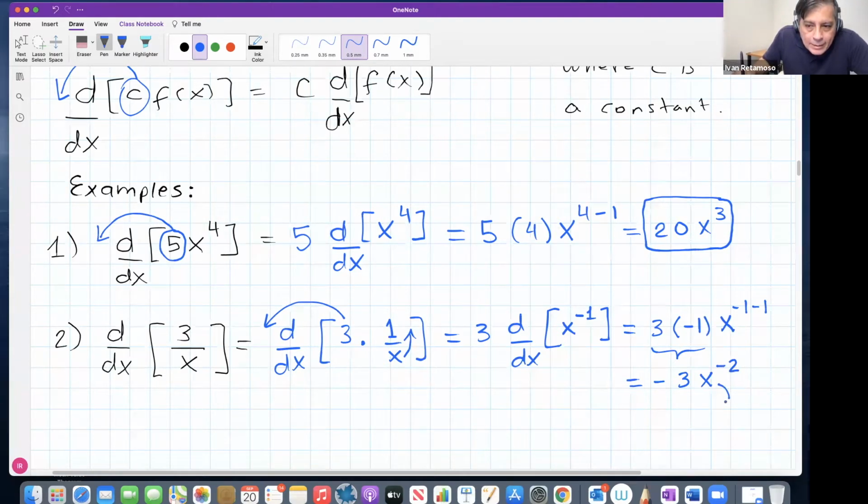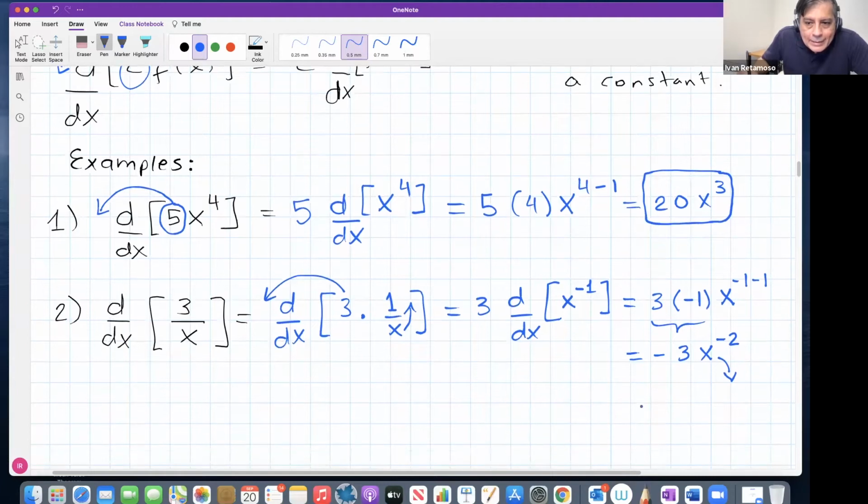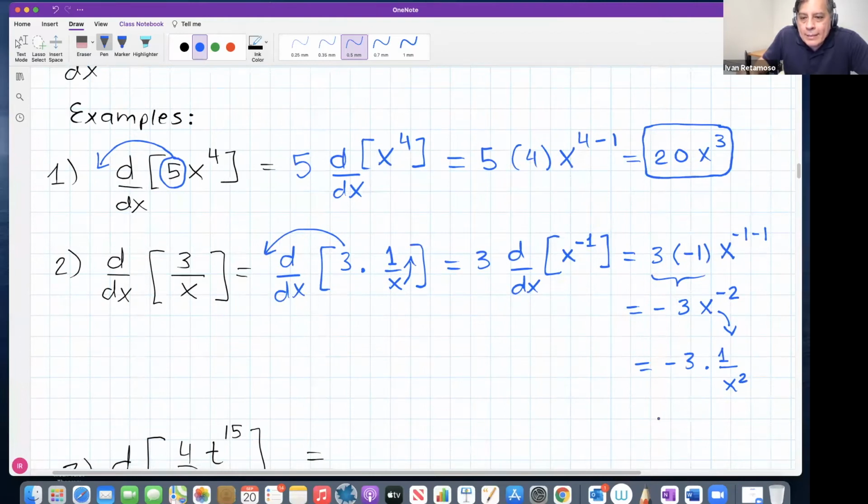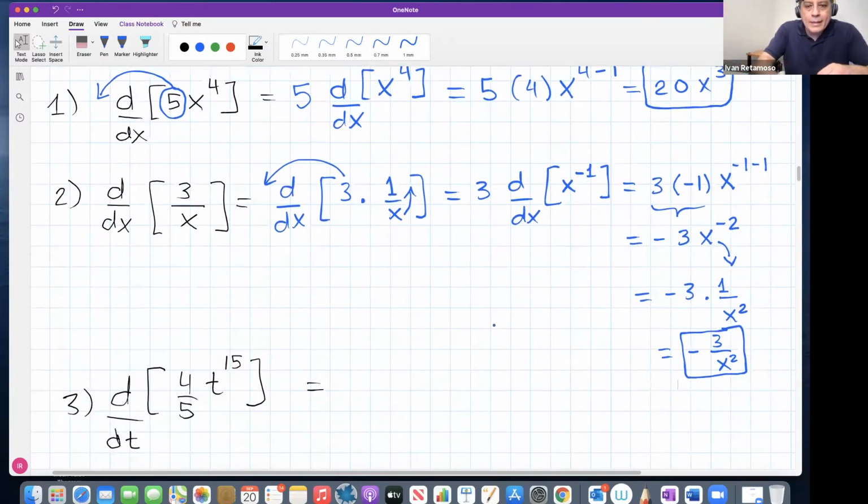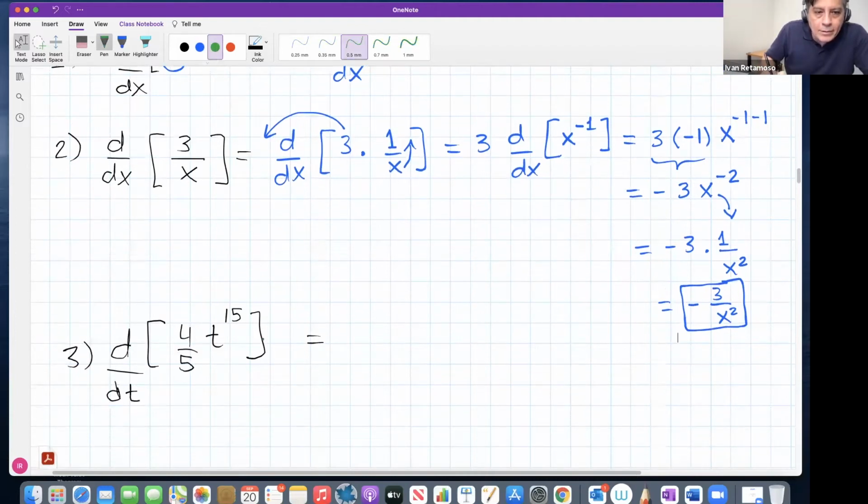But remember, mathematicians don't like to see negative exponents as part of the final answer. So this has to be written as 1 over x squared. Negative 3 times 1 is negative 3, over x squared here, right? That's it. This should be the final answer, the one that you should find among the choices, right? You follow, guys? It's another application of the constant multiple rule. Here, one more, and then we'll go over exercises.